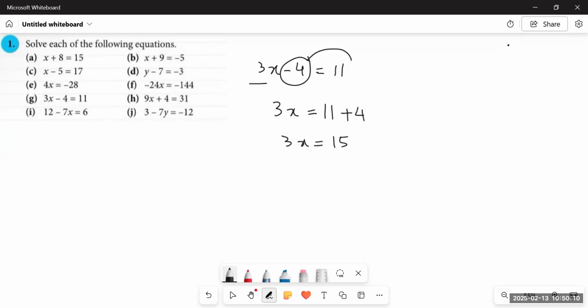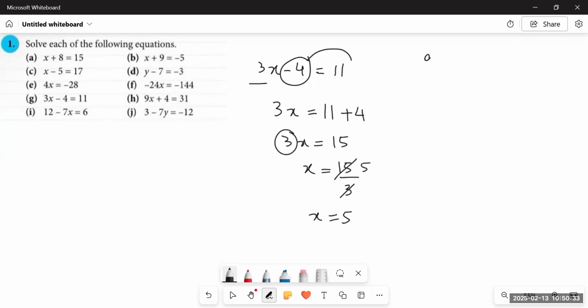This question now becomes exactly similar to part E, that is 4x is equal to minus 28. So what we did there, we simply removed 3 from here, and it would get divided with 15 on the other hand side. From multiplication to division. And now we will simplify it. 3 ones are 3, 3 fives are 15. So your answer would be x is equal to 5.